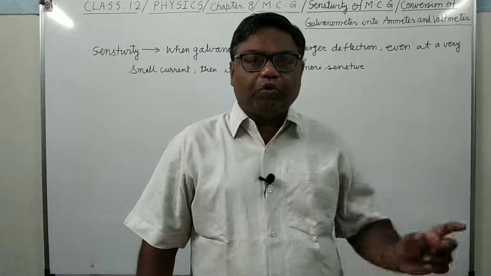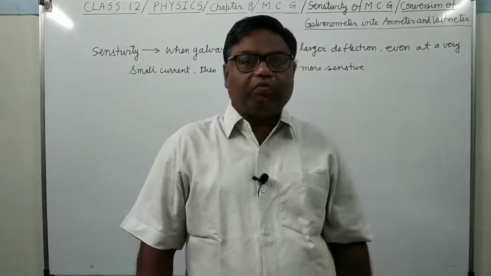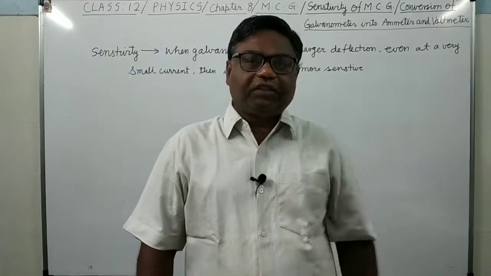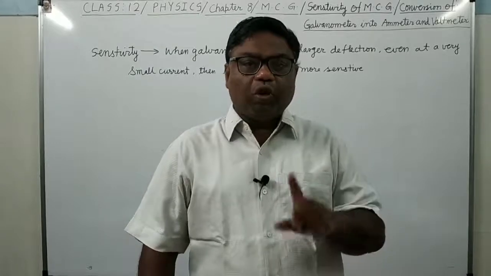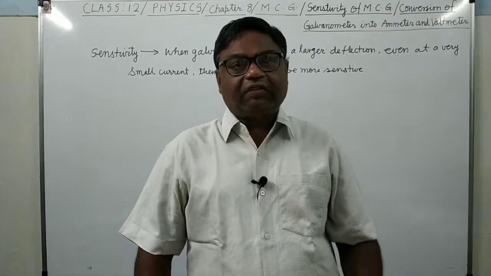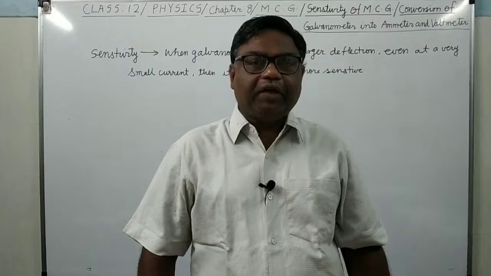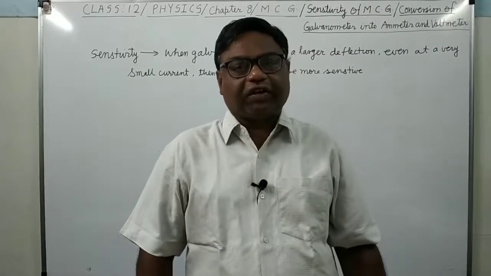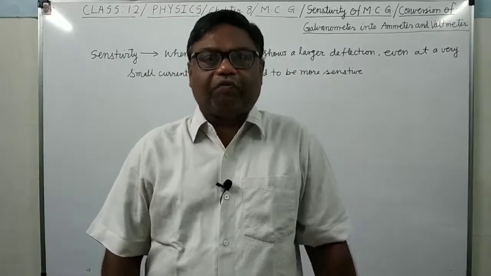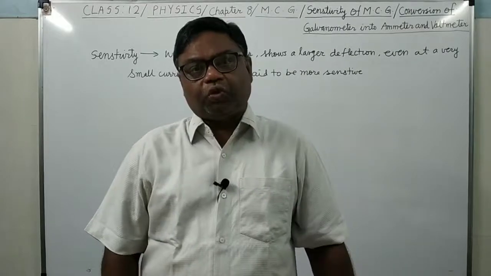Similarly, suppose you have two galvanometers, and across one I have applied a 1 volt potential difference, and across the other the potential difference is 2 volt, giving equal deflections. Then we will say that the one in which we have applied a smaller potential difference is more sensitive. It's clear? So the one across which we applied 1 volt will be said to be more sensitive.